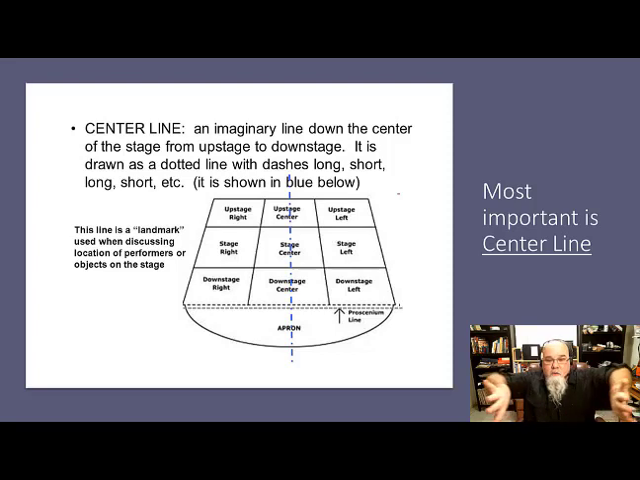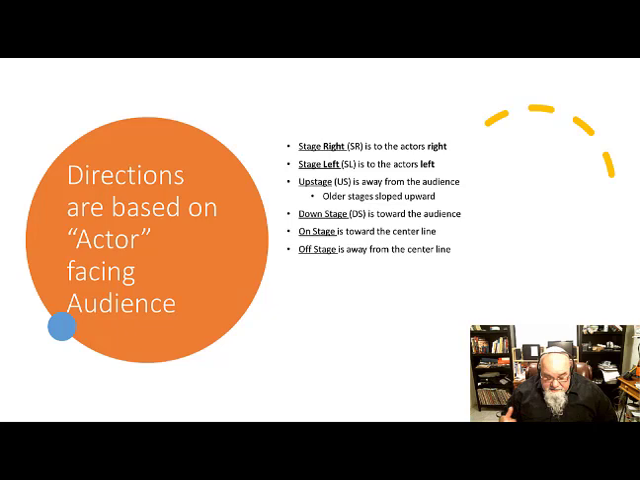If you want them to move away from the center line, you say off stage. So the people who are on stage right will continue moving stage right. People stage left will keep moving stage left till they're further away from the center. So what I just told you, these are our basic directions we use on stage. Stage right, if the actor's facing the audience, to his right. Stage left, actor's left. Upstage, away from the audience. Downstage, toward the audience. On stage, toward the center line. Off stage, away from the center line.